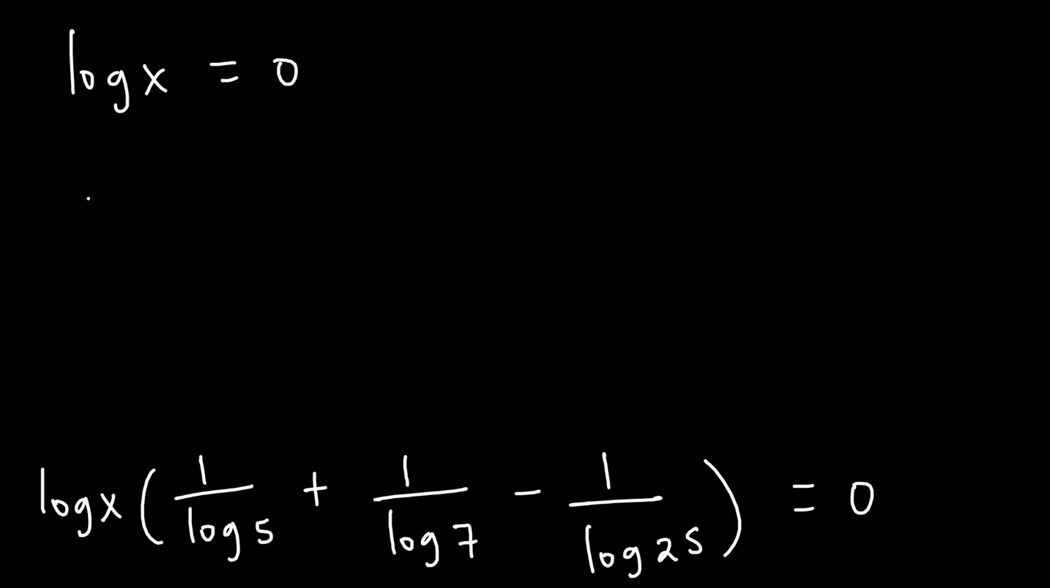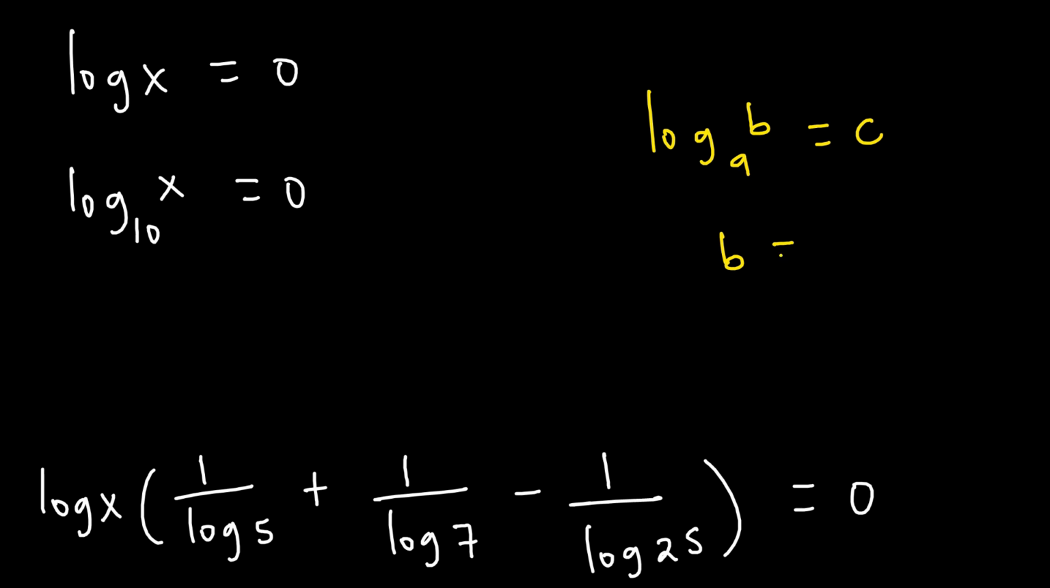And we know that the default base of logarithms is 10. So this can also be written as log base 10 of x equaling to 0. And from the rules of logarithms, whenever you have, let's say, log base a of b equaling to c, then b will be equal to a to the power of c. Therefore, x will be equal to 10 raised to the power of 0. So we shall have x equaling to 10 to the power of 0. And we know that any number raised to the power of 0 is 1. Therefore, x equals to 1.